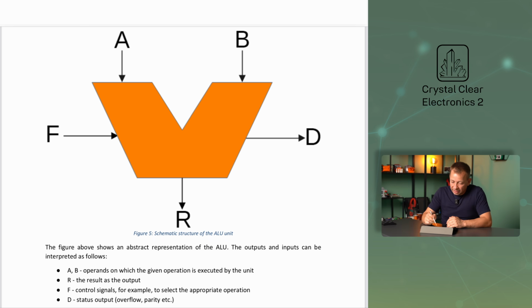Let's interpret the inputs and outputs. A and B are operands on which the given operation is executed by the unit. R is the result as the output. F indicates the control signal, for example, to select the appropriate operation. Finally, D is the status output: overflow, parity, and so on.